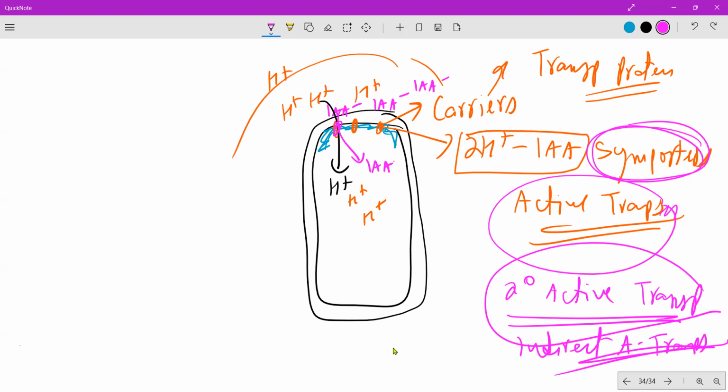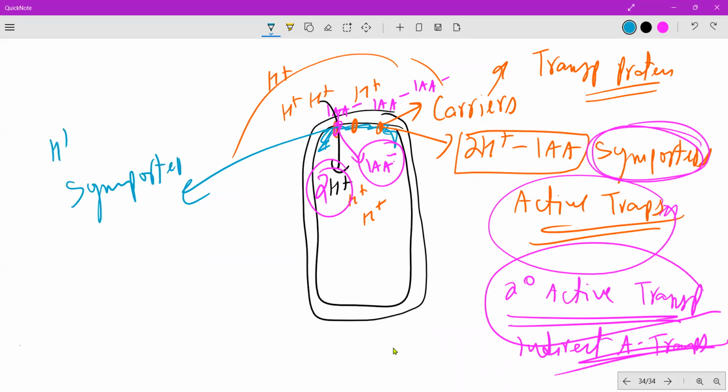Okay. So finally, what happens? Finally, for every 2 protons which are brought inside, 1 IAA negative is also brought inside. Along with 2 protons which come inside, one IAA negative will also enter inside the cell. And recently, we have extracted this symporter in Arabidopsis. ये जो symporter है, this H positive IAA symporter, this has been extracted in the Arabidopsis.